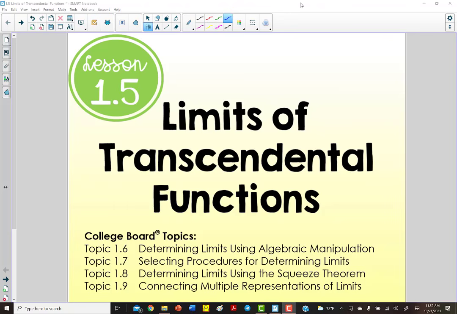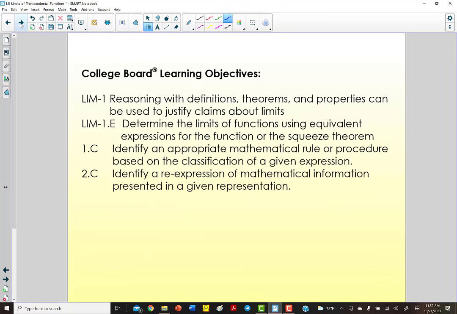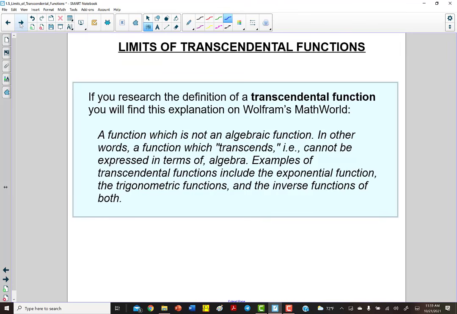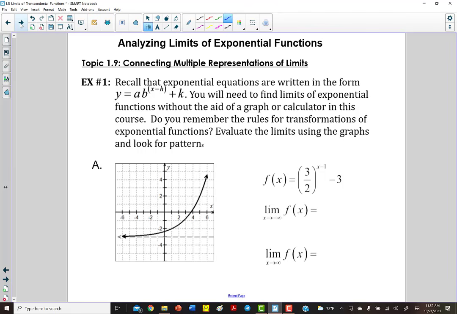This is lesson 5 in unit 1. We're looking at limits of transcendental functions. First, we're going to go back and recall some of the things that we've learned in pre-calc about graphing when you do have a calculator, or how you can graph when you don't have a calculator.